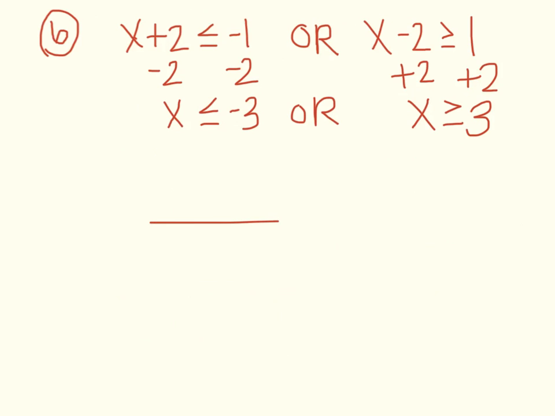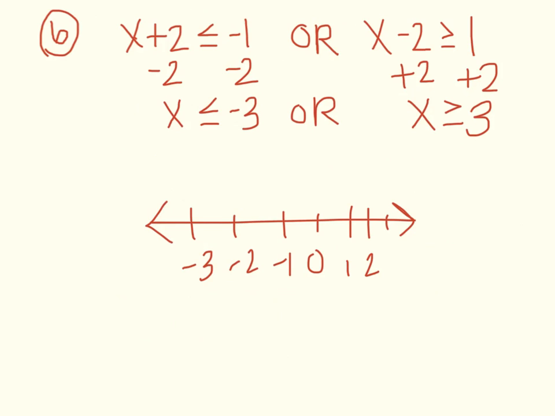So now I'm going to go ahead and graph this on my number line. So I have -3, -2, -1, 0, 1, 2, and 3. And because it's greater than or equal to and less than or equal to, I'm going to use the closed circle. So I'm going to use a closed circle at -3 and a closed circle at 3. And I'm going to shade accordingly. So I need values less than -3, so I'm going to shade to the left. And then I need values greater than 3, so I'm going to shade to the right.